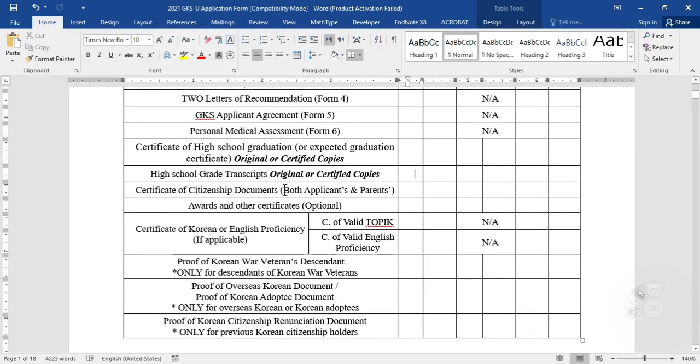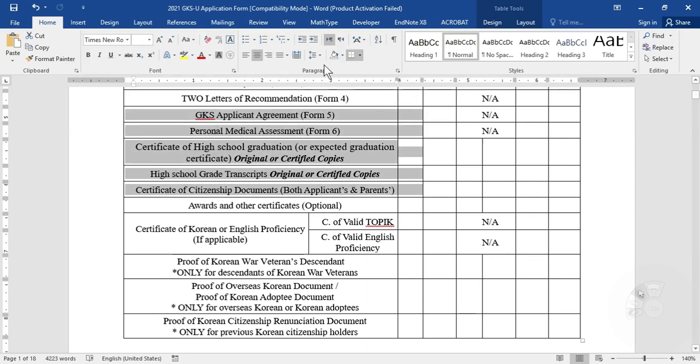and the citizenship for both you and your parents. It is like the passport or ID card of your country or family relation certificate. If you have any, this form is actually optional. Until this, everything is mandatory, you should send these things.